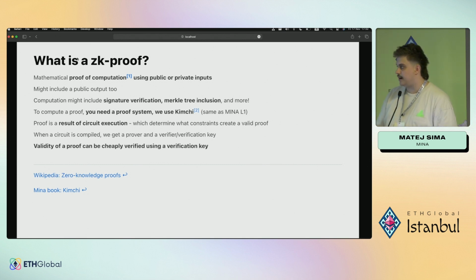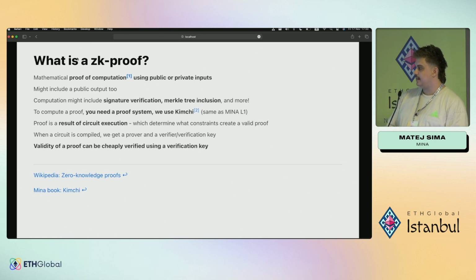The most important part of why you should even care about proving your execution is that it allows you to run the execution once, generate a proof, and then anybody who wants to verify the result of that computation can cheaply verify the result without having to recompute the expensive computation again.